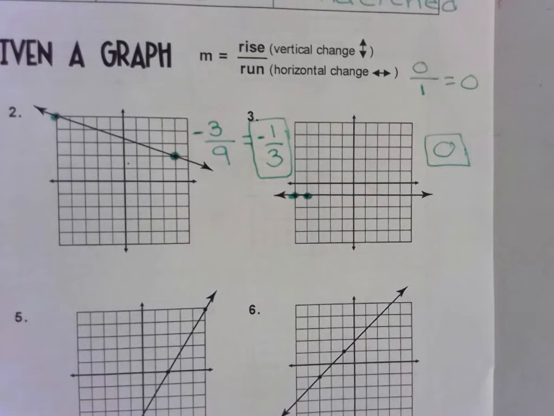If you do rise over run, I don't go up any, so that's 0. I go over 1, so that's 1. Well, 0 divided by anything is 0. So that's how you get 0.